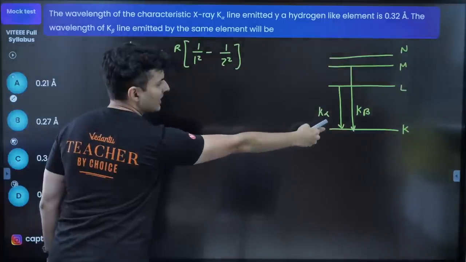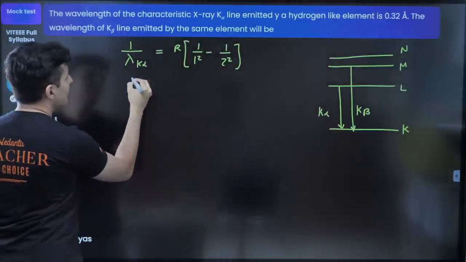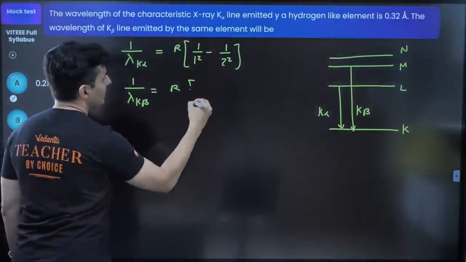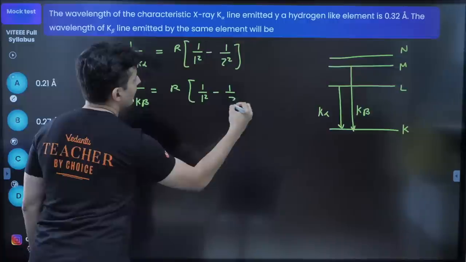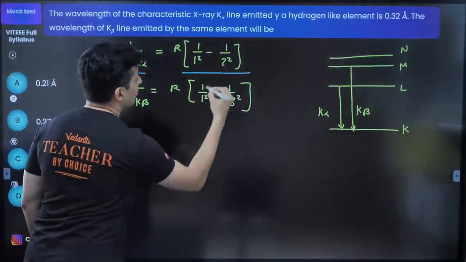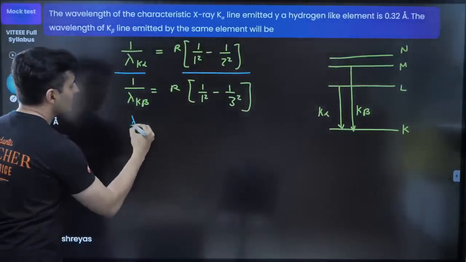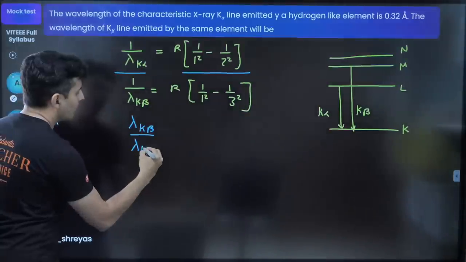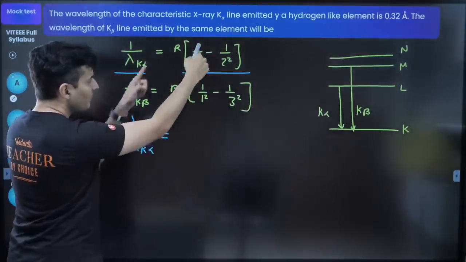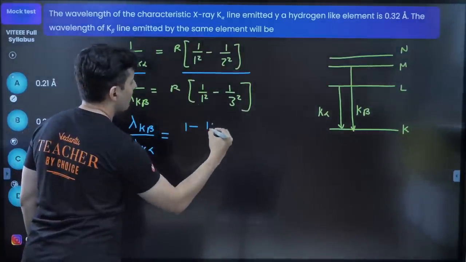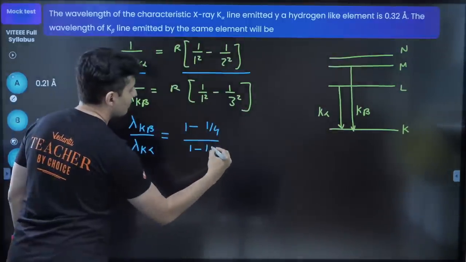1 and 2. This is n is 1, this is n is 2. Similarly, 1 by lambda of K beta will be Rydberg constant times (1 by 1 square minus 1 by 3 square). Obviously, the most logical step is to divide both of them. The moment you divide, this will become 1 by lambda of K beta upon 1 by lambda of K alpha, will be this by this, R R cancels. So this will become 1 minus 1 by 4 upon 1 minus 1 by 9.